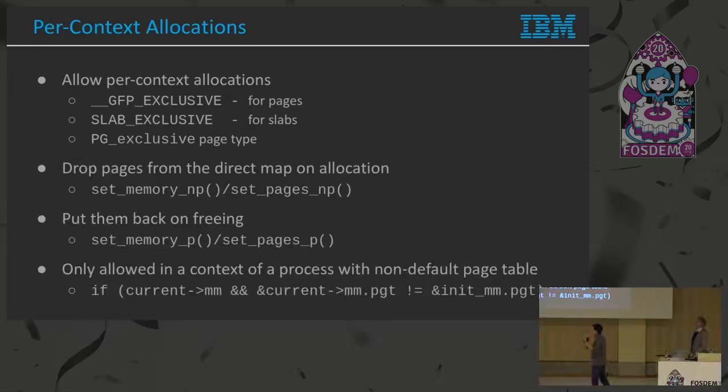So the idea was to add some page flags for struct page and some flags for struct slab. As we got a pretty big pushback on using new page flags on our first submission of mmap exclusive, we'll need to think about some different way, probably using a page extension for this mechanism. And then we can use existing interfaces to tweak the direct map, like set_memory_np and set_memory_p, which make pages present or not present in the direct map.